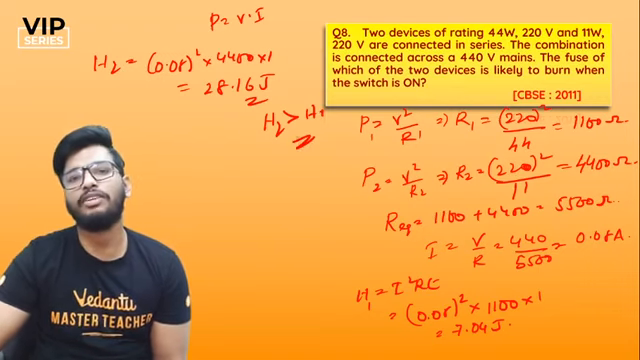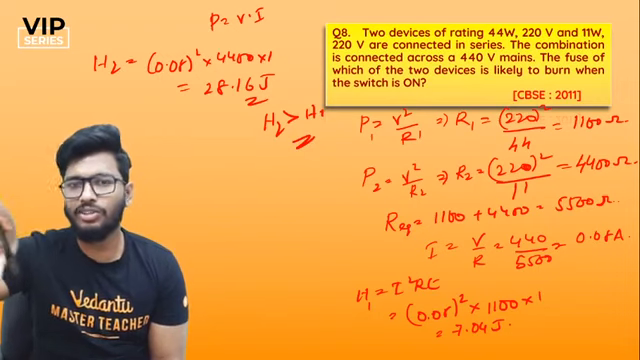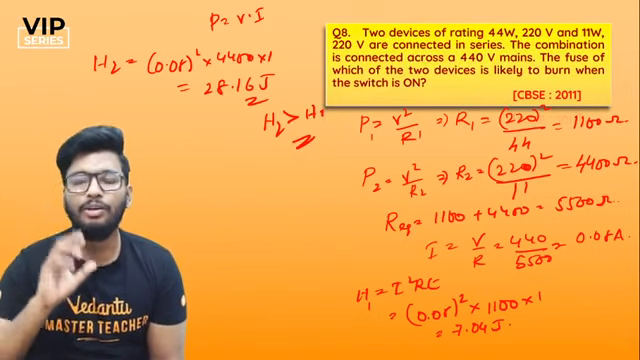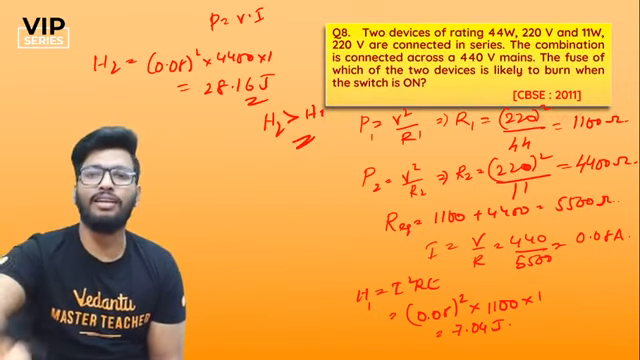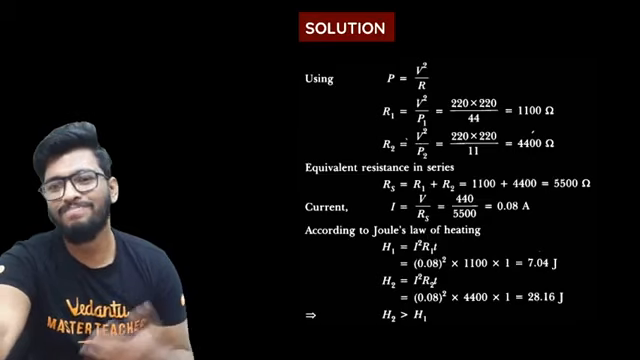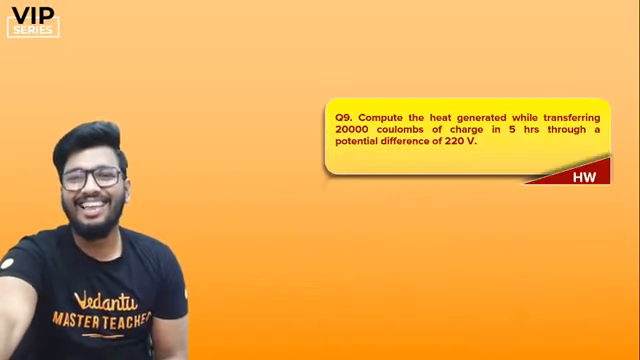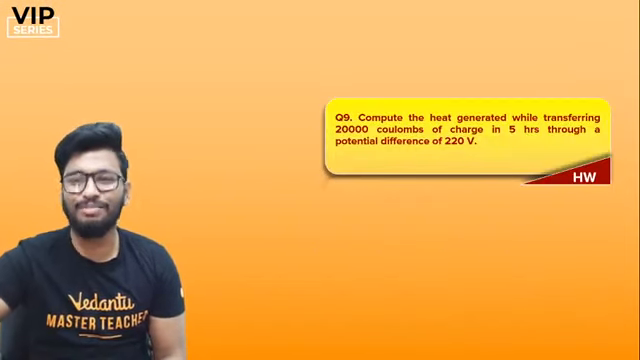So you can say with confidence that the second one, the device which has 11 watt and 220 volts, would be the one that would get fused, or is more likely to get burnt before the first one. So that's the answer, guys. That is the end of all the questions that we're supposed to do over here.